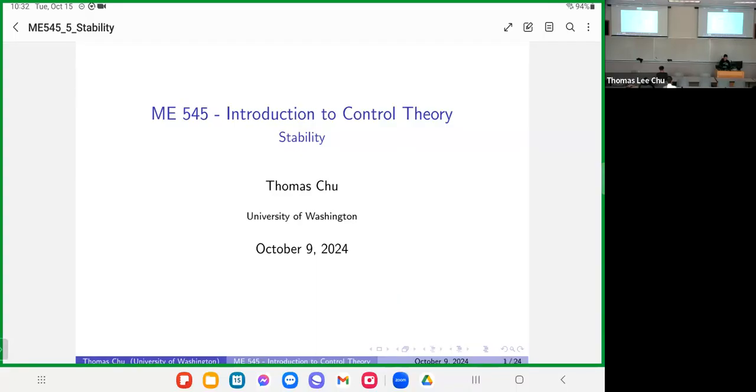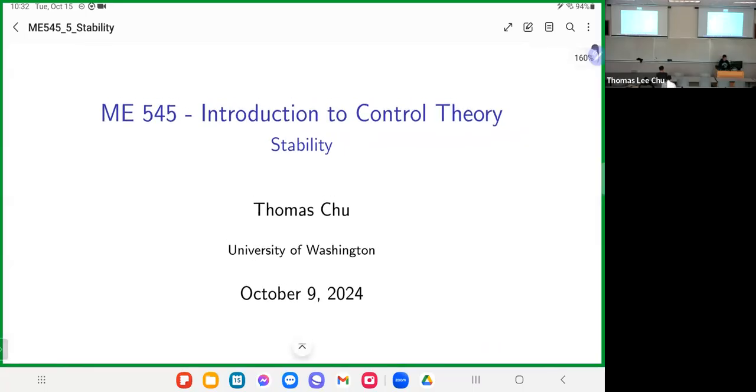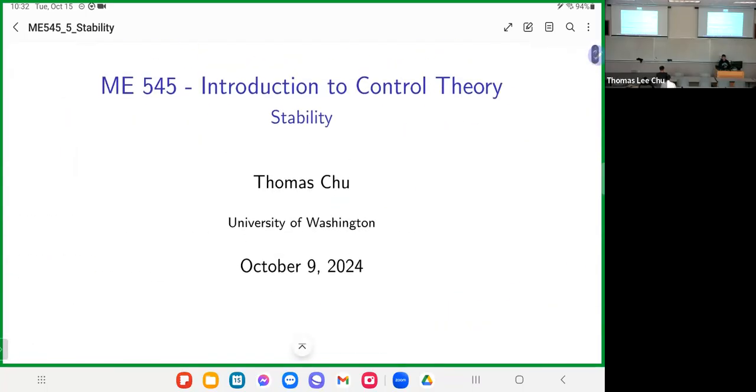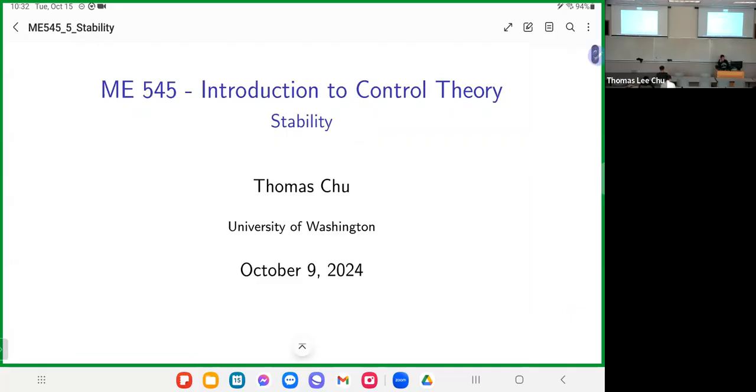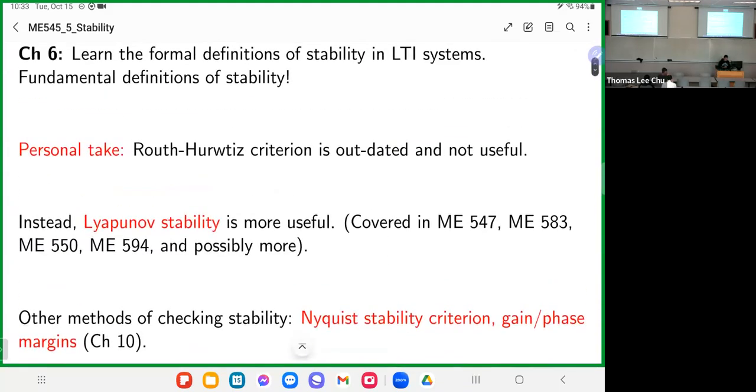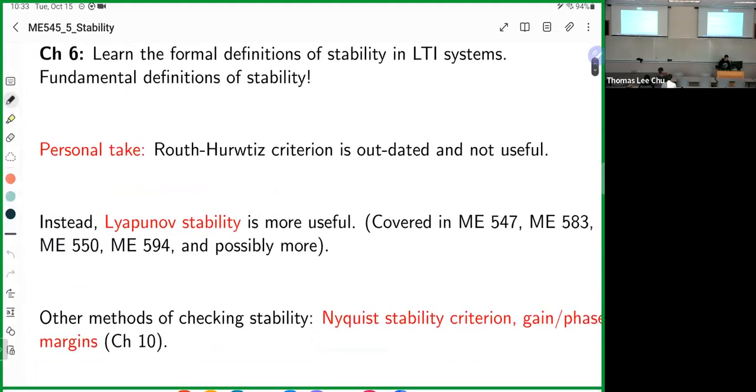All right. So today we're going to continue off of stability, and we'll probably finish up stability because we'll be skipping the bulk of this chapter, and then we're going to go straight to chapter 7, which is steady state errors. The main reason why we're skipping most of stability is because we're skipping Routh-Hurwitz criterion. We're just going to go over some formal definitions on stability.